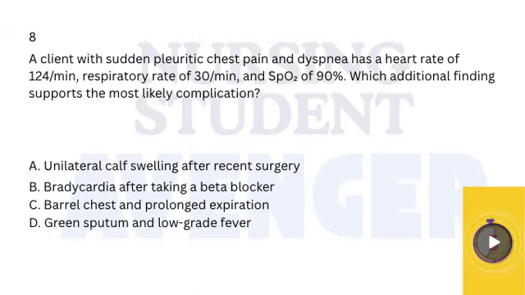Number 8, a client with sudden pleuritic chest pain and dyspnea has a heart rate of 124 per minute, a respiratory rate of 30 per minute, and an oxygen saturation of 90%. Which additional finding supports the most likely complication? Letter A, unilateral calf swelling after recent surgery. Letter B, bradycardia after taking a beta blocker. Letter C, barrel chest and prolonged expiration. Or letter D, green sputum and low-grade fever.